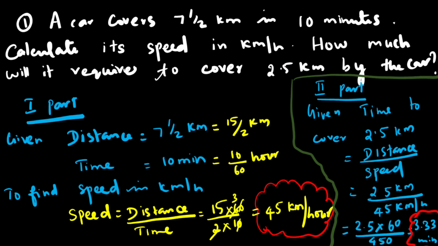Okay, the second part is how much time will it require to cover 2.5 kilometers. So the same speed, the speed here is 45 kilometer per hour. Distance here is 2.5 kilometer. So we want to calculate how much time it requires. So time is distance by speed, 2.5 kilometer by 45 kilometer per hour. Okay, if you calculate, we get 3.3 minutes.